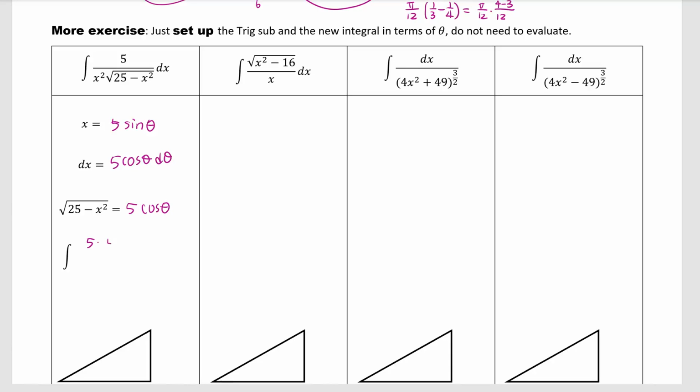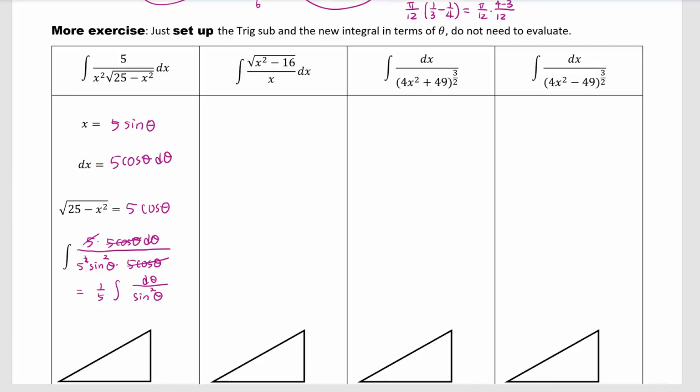Okay, and then plug in. dx is 5 cosine theta d theta. x squared is 5 squared sine squared theta. The square root term is 5 cosine theta. Oh, you see these cancel, one copy cancels. This is 1 over 5 integral of d theta over sine squared. So this is the simplified version, right? And how do you proceed?